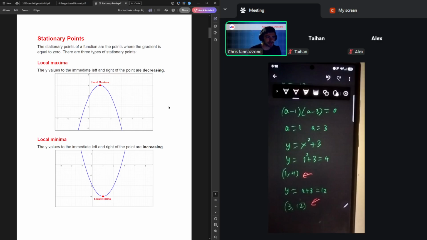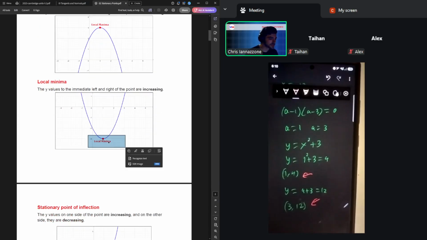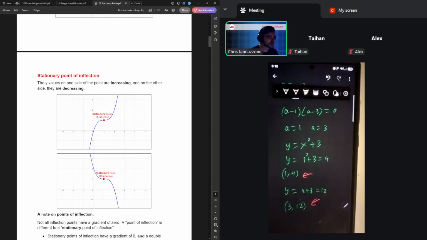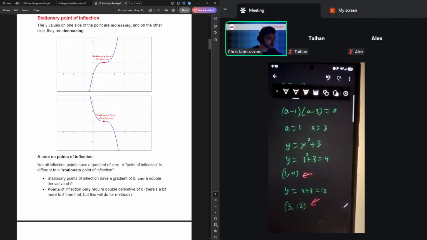essentially momentarily stationary, or in other words has a gradient of 0 at that spot, perfectly flat. If you were to try to find the gradient at that spot, the gradient would come out to be 0. As far as terminology goes, you've got local maxima, which is for maximums, local minima, which is for minimums, and stationary points of inflection, which we'll discuss in a little bit of the nuances there.